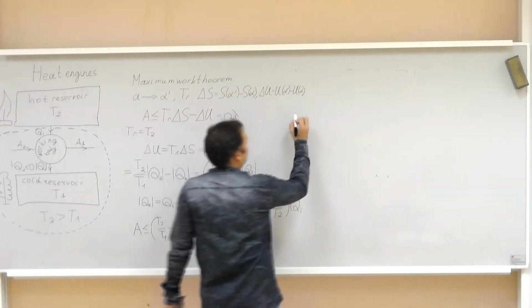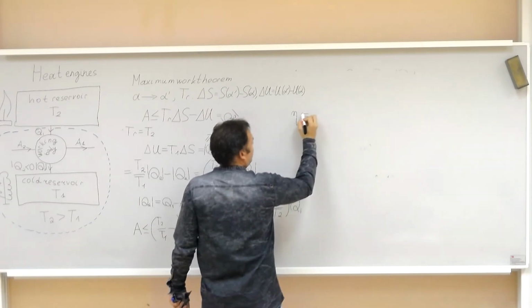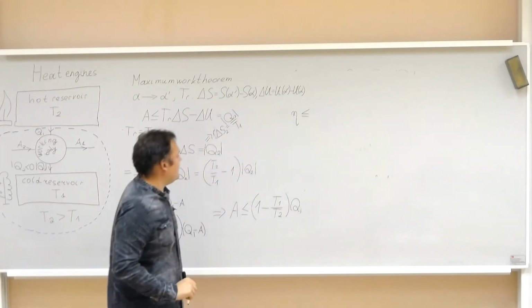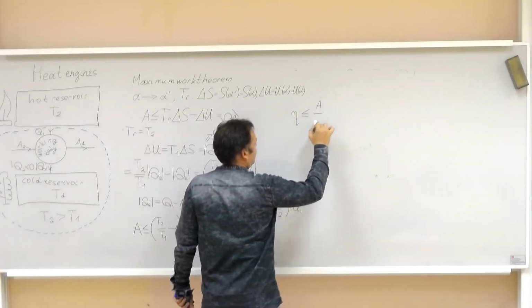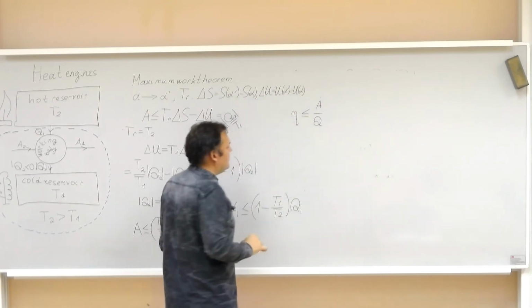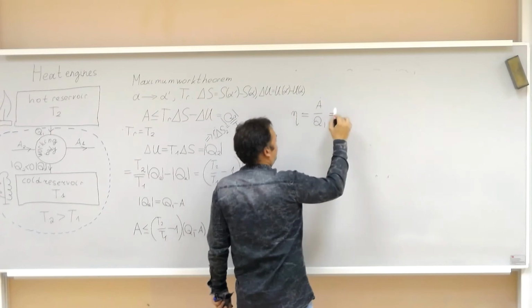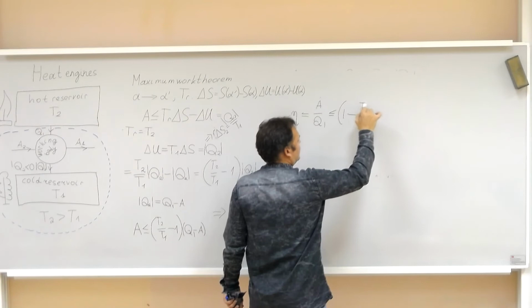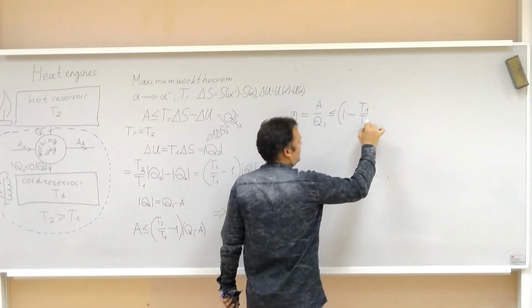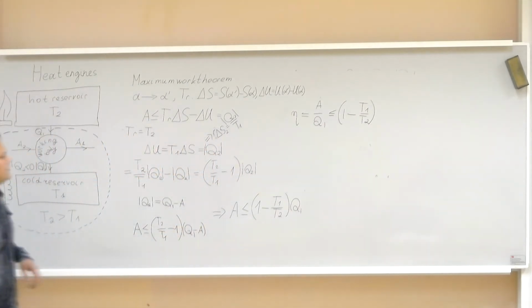From here, we see that the heat engine efficiency is A divided by Q1. And A divided by Q1 is less than or equal to 1 minus T1 divided by T2. And this is the maximum possible efficiency of a heat engine.